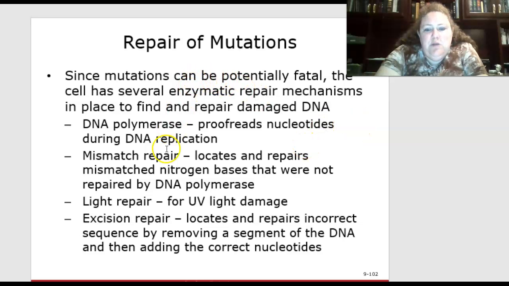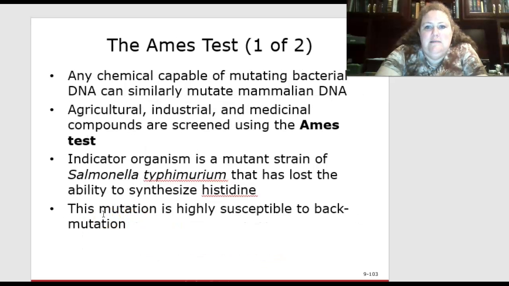We have DNA polymerase, and this is going to proofread nucleotides during DNA replication. You have mismatch repair, and these locate and repair the mismatched nitrogenous bases that were not repaired during the DNA polymerase. Then you have light repair, and this is specific for UV light damage. You also have excision repair, and this locates and repairs the incorrect sequences by removing the segment of the DNA and then adding the correct nucleotides.